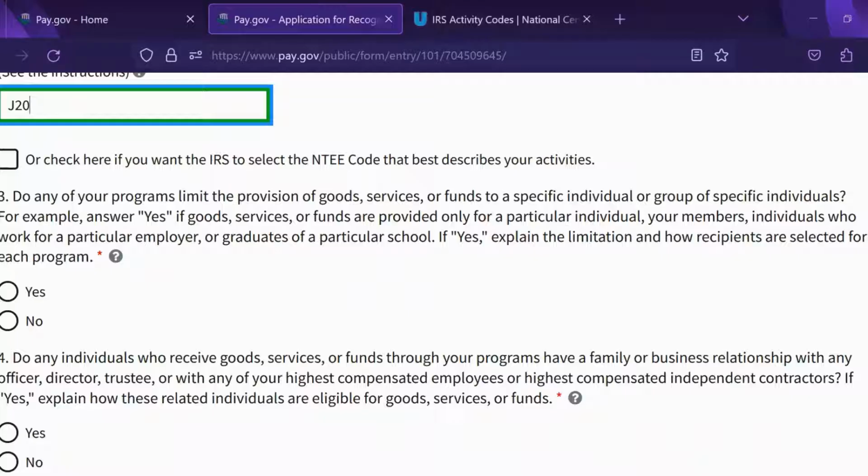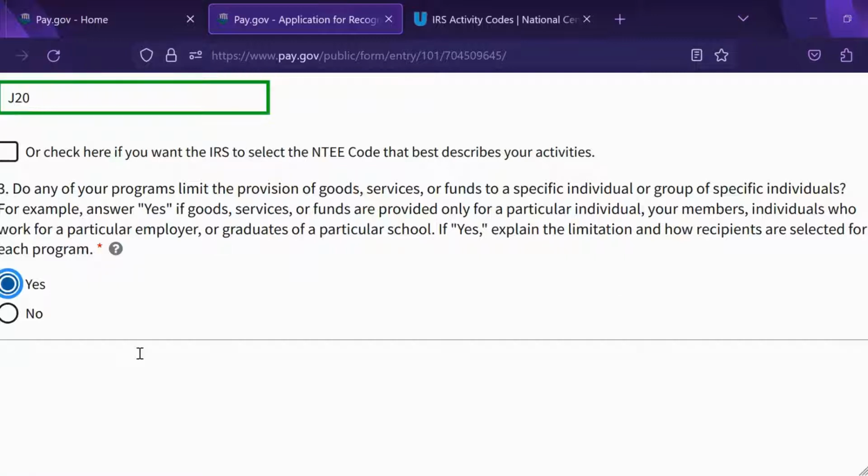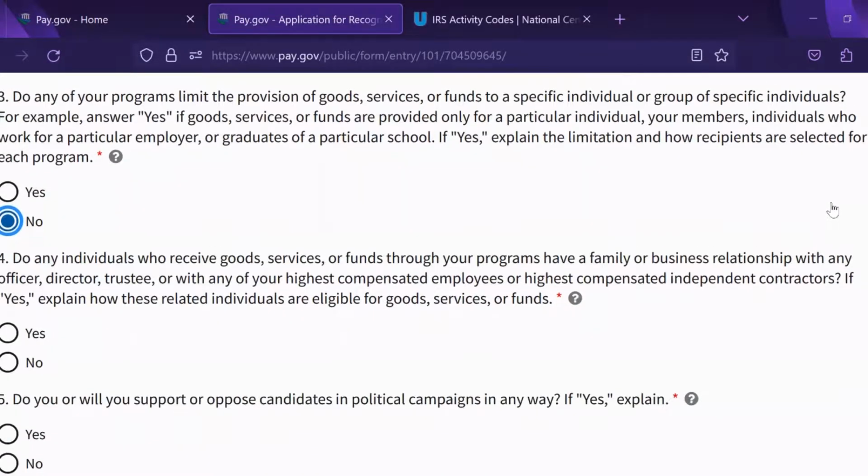Question 3, do any of your programs limit the provision of goods, services, or funds to a specific individual or group of specific individuals? For example, answer yes if goods, services, or funds are provided only for a particular individual, your members, individuals who work for a particular employer, graduates of a particular school. If yes, explain the limitation and how recipients are selected for each program. We are going to select no. Jane's services are open to the public, anyone who has a need, anyone who is considered low income or homeless.